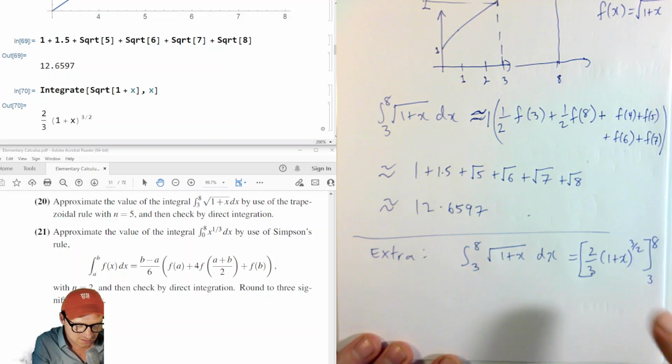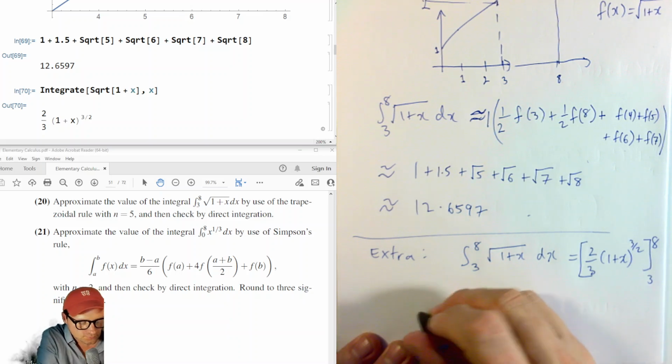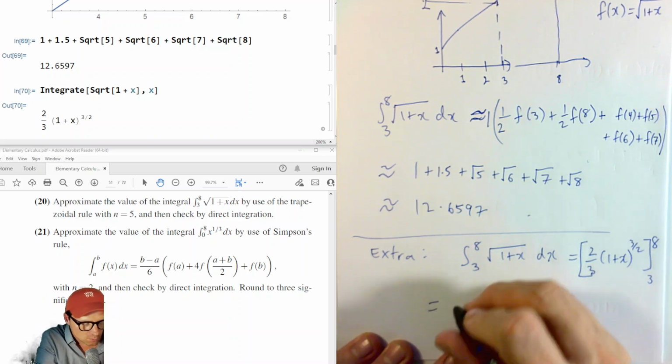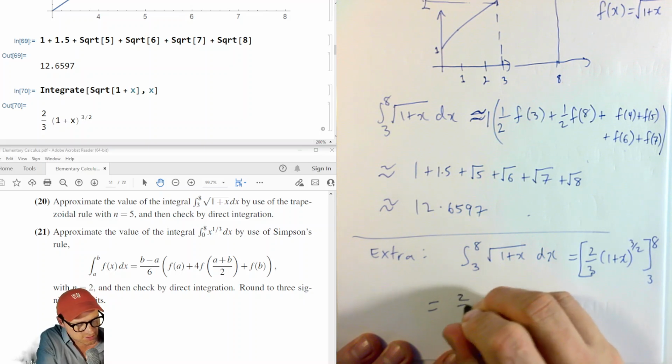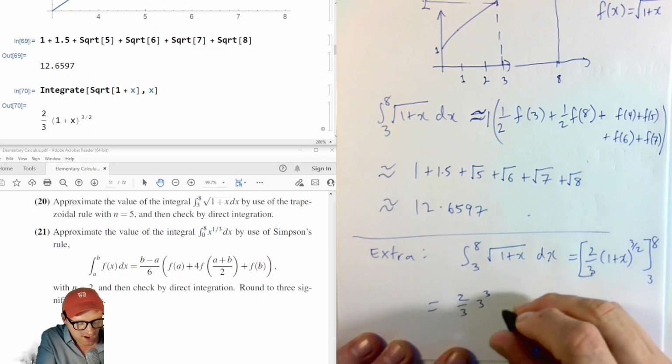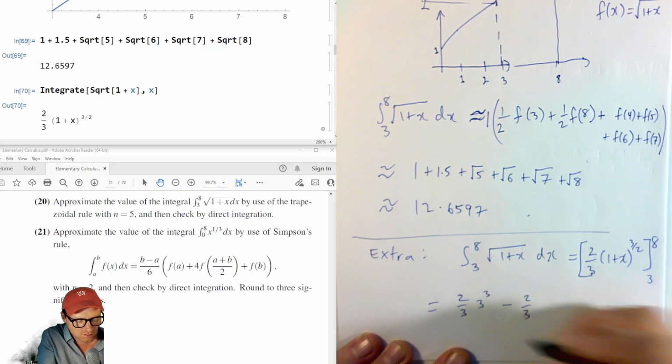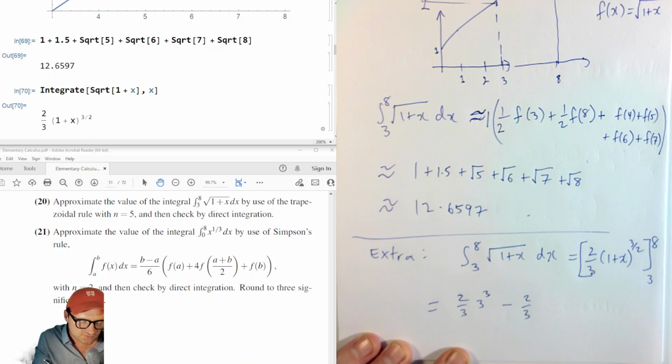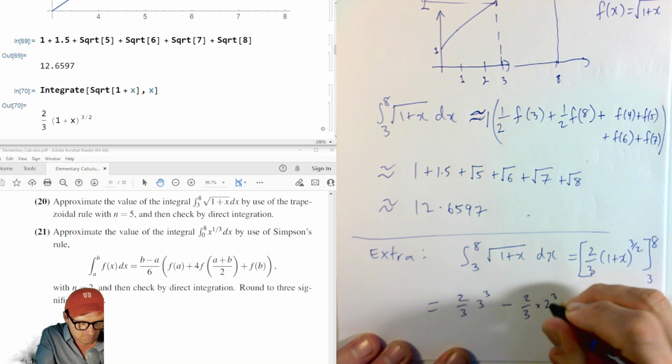Okay, so subbing in the 8, we have 2/3. 8 plus 1 is 9. The square root of 9 is 3. So 3 to the power of 3. And then subtract 2/3. 3 plus 1 is 4. The square root of 4 is 2. So 2 to the power of 3.